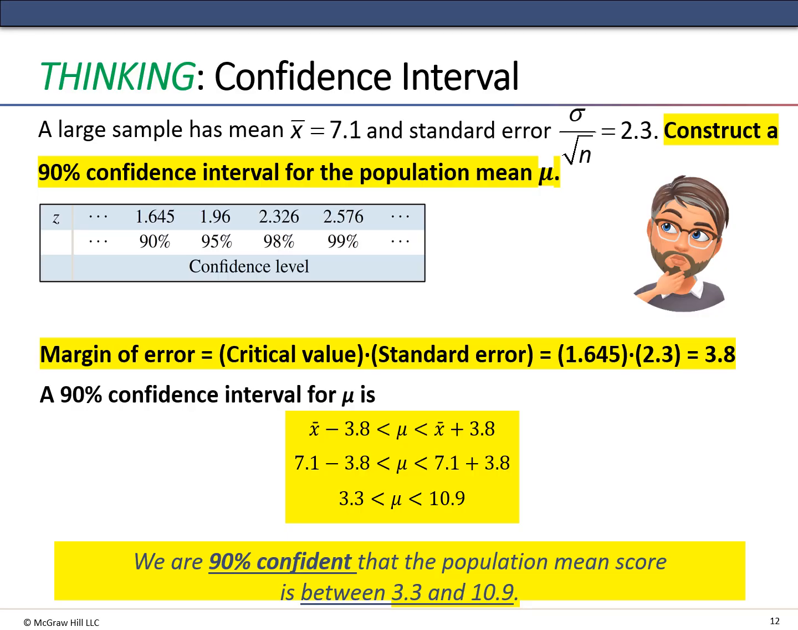Notice how this is stated. Statistics as a science has a very specific language we use. We are 90% confident that the population mean score is between 3.3 and 10.9. Okay.